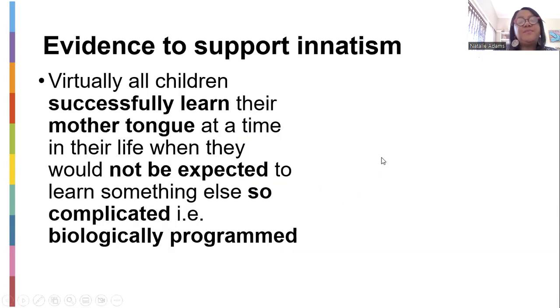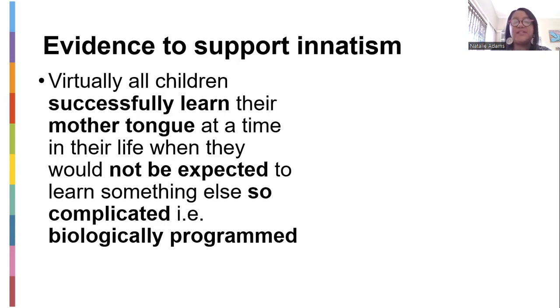Okay, so what is the evidence to support innatism? Virtually all children successfully learn their mother tongue at a time in their life when they would not be expected to learn something else so complicated, i.e. biologically programmed. Yeah, sometimes we wonder, where did the two-year-old hear these words? Where did the three-year-old? It's amazing how children can just have an understanding of words that they might never have heard before. And that is basically what it says.